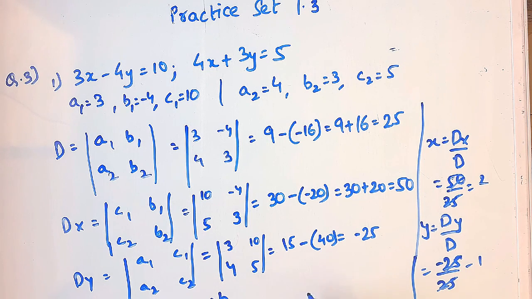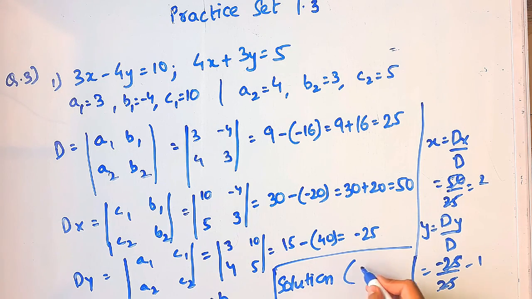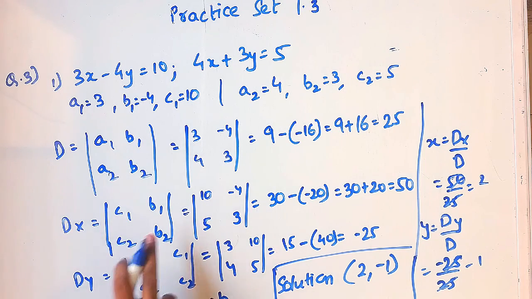So the solution you can write here is 2 comma minus 1. This is how we are going to do any sum by Cramer's rule. The formula that you have to remember is AB chota bacha AC mein soya hai. In the second sum it will be far easier for you to remember the formulas.